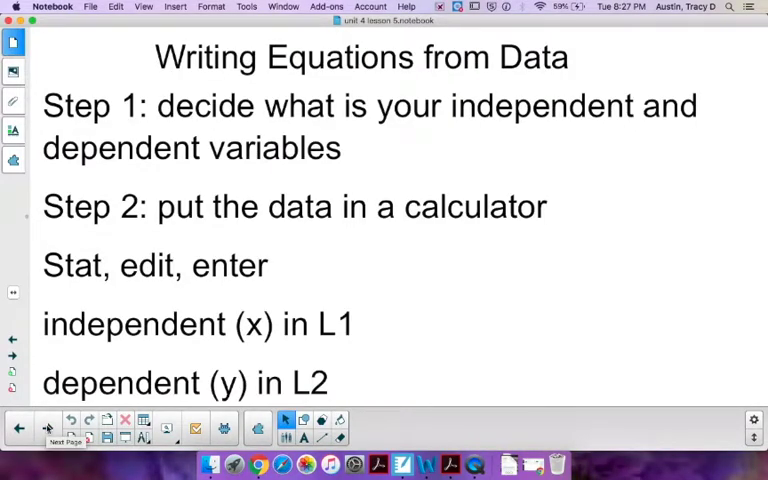Okay, so today's lesson we are actually going to be using the graphing calculators, and I've been very, very specific about what you need to do and how you need to put this in the calculator. So if you need to pause the video, go ahead and pause it and go grab your graphing calculator because you're going to need it.